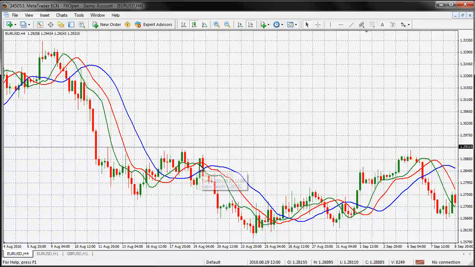We can see the green line is coming down, and it's also crossed the blue, and then later we see the red line come down and it's crossing the blue as well, and the distance between these is very short. They're not very far apart. Okay, and then the market drops.